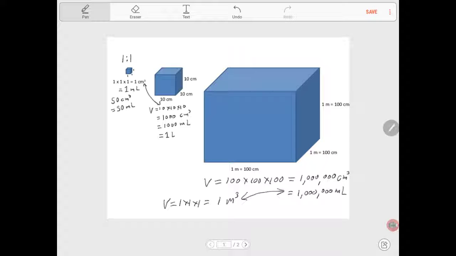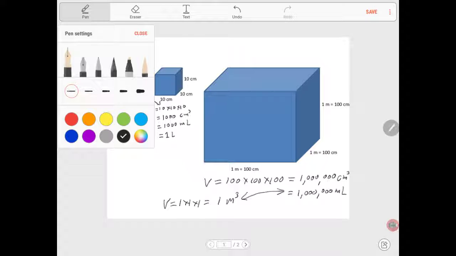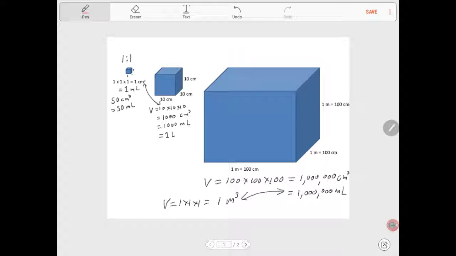Okay, well, to get the number of litres, we would divide the number of millilitres by 1,000, because that's how many millilitres there are in a litre. So we get rid of those 3 zeros. This is equal to 1,000 litres. So 1 cubic metre is equivalent to 1,000 litres, or 1 million millilitres.